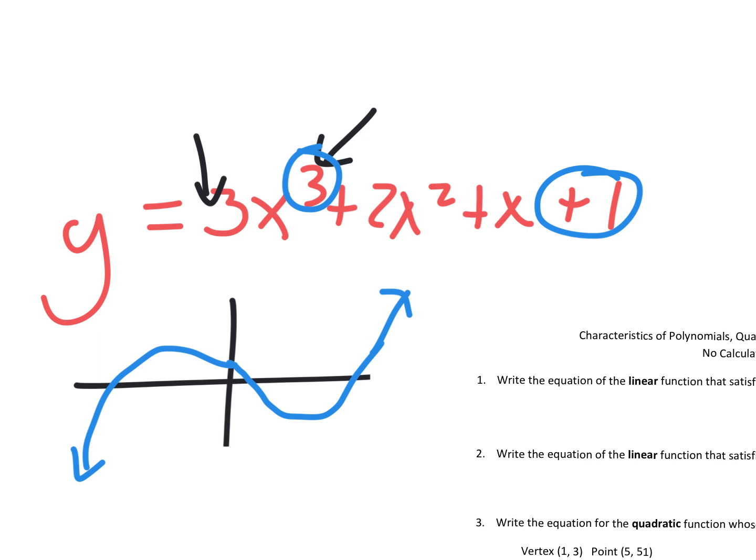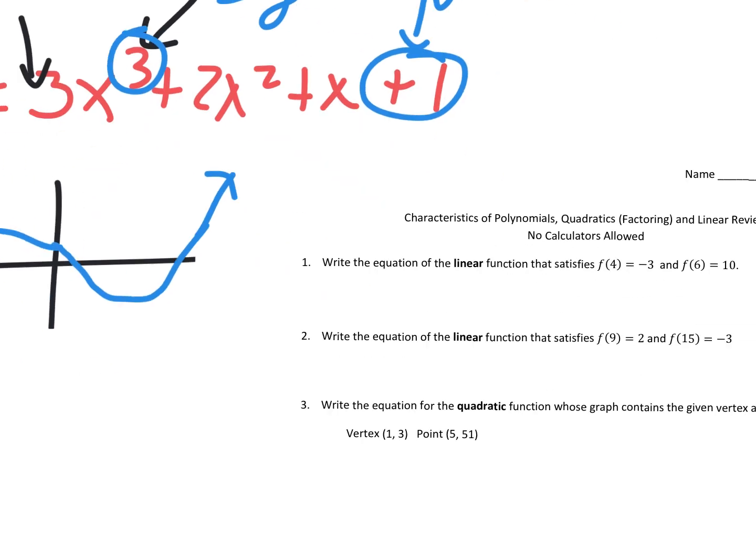The thing in the front, this is called the degree. The fact that that's odd tells me the ends are in opposite directions. This is the y-intercept. Do you remember all that stuff? All right, so this is what polynomials are like again.